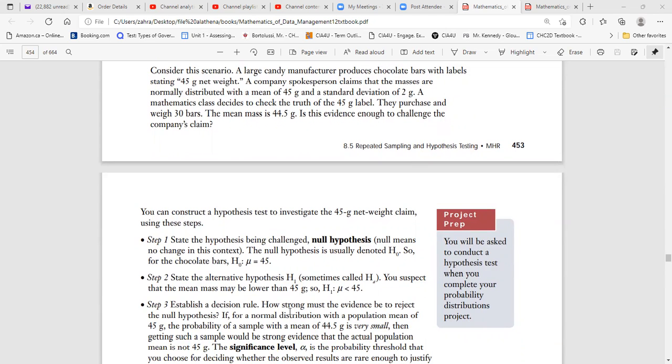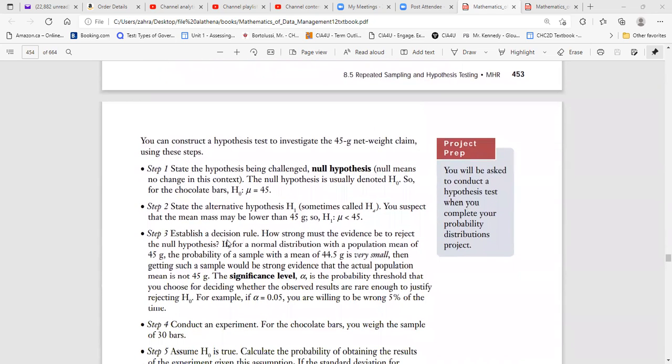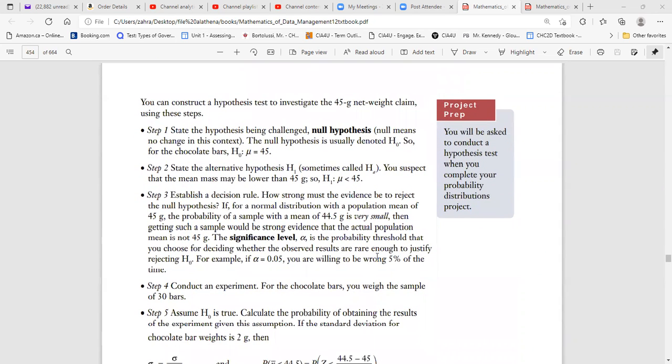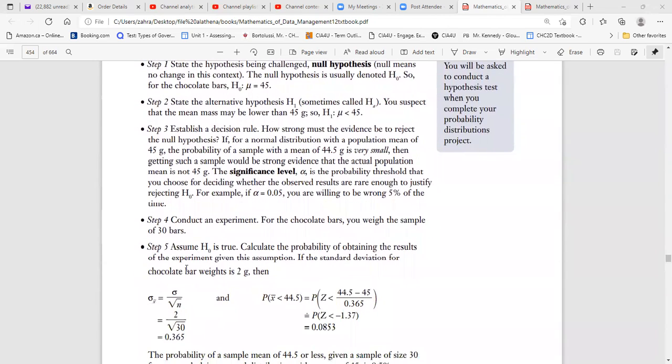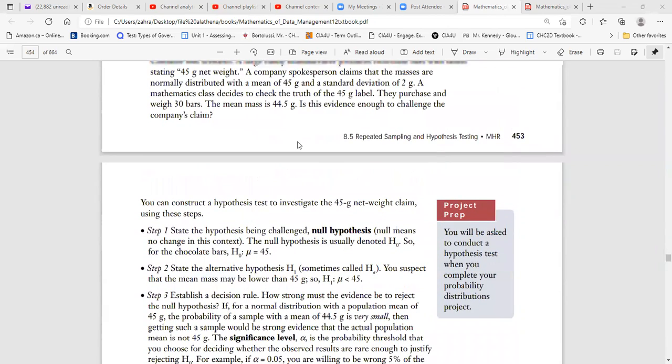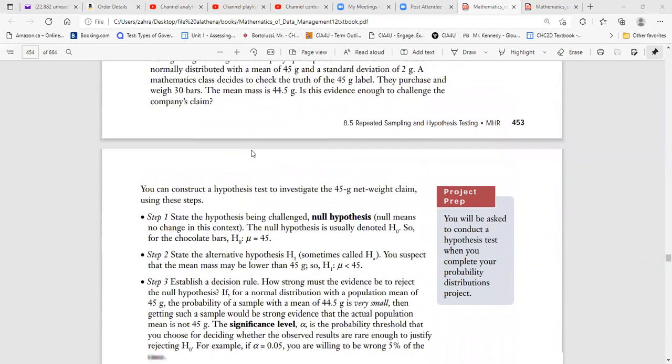Okay. Now, step 3 that you need to take is to establish the decision rules. That means how far is acceptable when we do this testing, the significance level, like 5% or 10%, right? So make sure you choose your significance level. Step 4, conduct the experiment for these 30 bars. So we conducted the experiment and the result is 44.5, right?